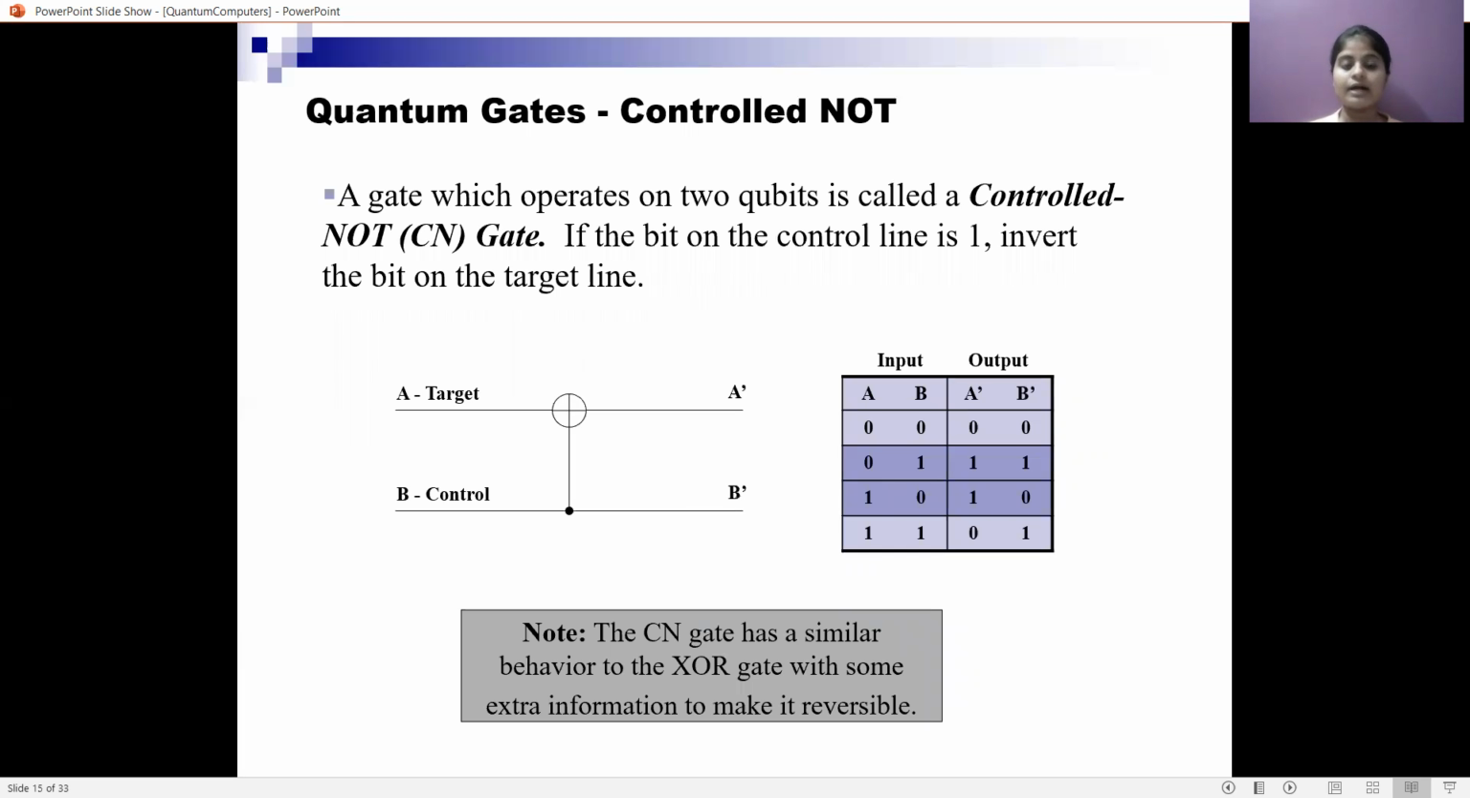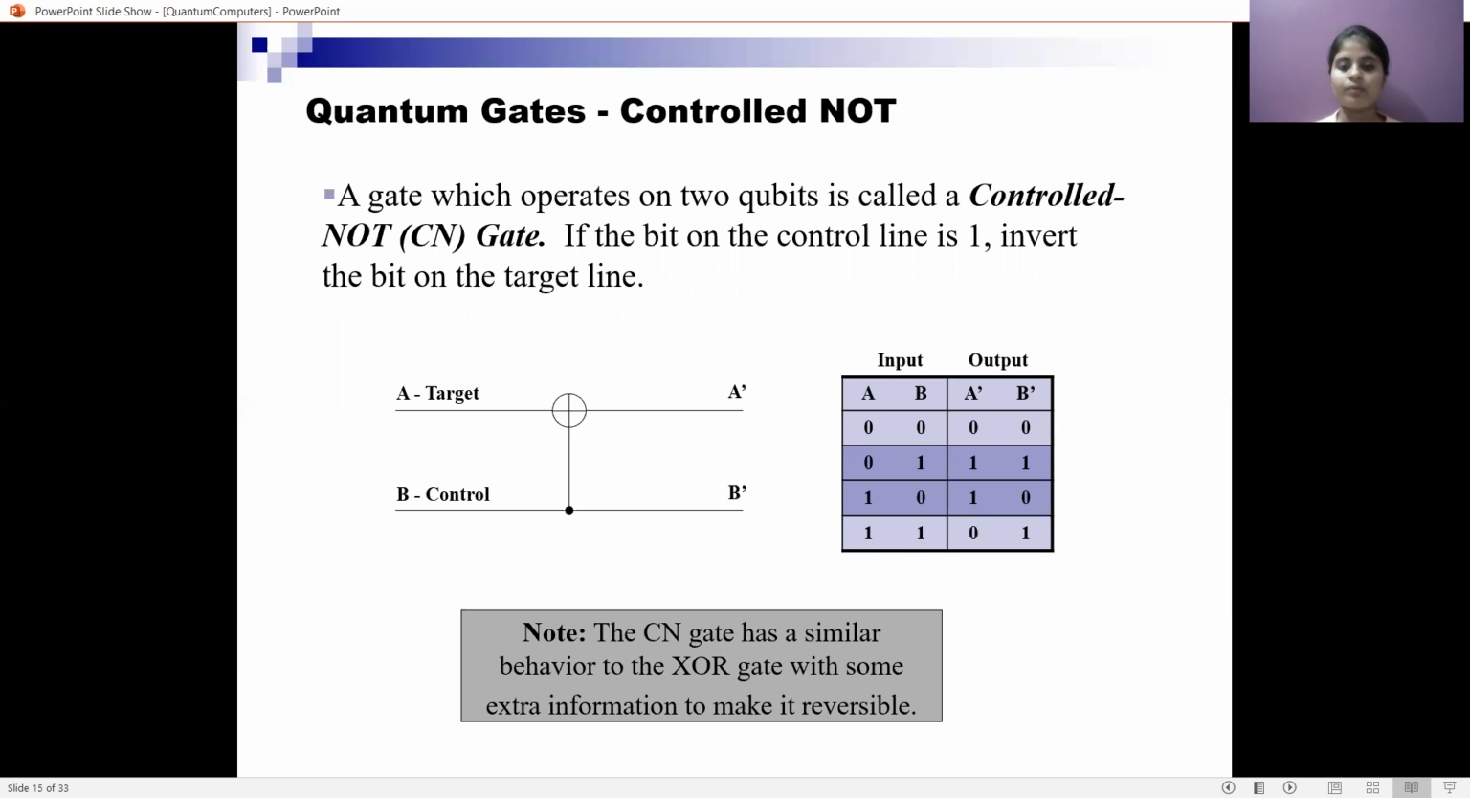Controlled NOT. A gate which operates on two qubits is called a controlled NOT, or CN, gate. If the bit on the control line is 1, invert the bit on the target line. As shown in the figure here, let's give the inputs and get the outputs.